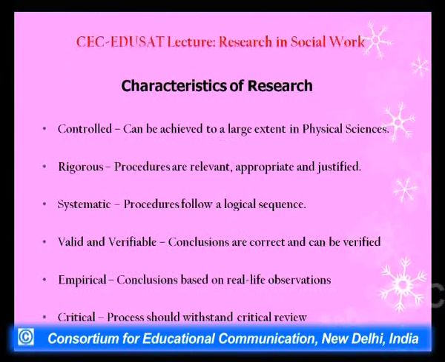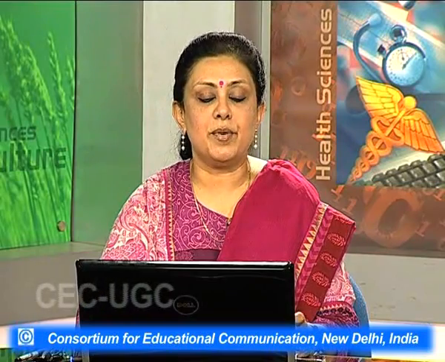Now, what are the characteristics of research? Nothing much to add here, except that research work in social work research is controlled when we are testing causal relationships. It cannot be achieved in social science research and social work research to the extent that it can in physical sciences. It is rigorous, systematic, valid and verifiable, empirical and critical.